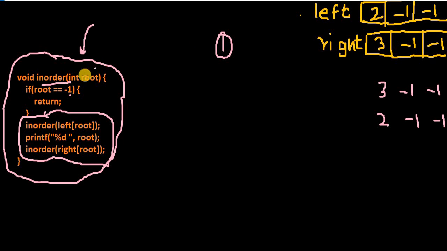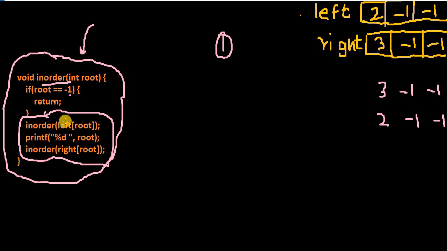For the first value that will be passed, we'll check if it's minus 1; no, we have value 1. So for the left root 1, we know it's 1-based indexing, so the value will be 3. So again Inorder of 3 will be called. We'll check the root is not equal to minus 1. So again we'll come to this particular position. So Inorder left of root 3: yes, it is a minus 1 in this case.